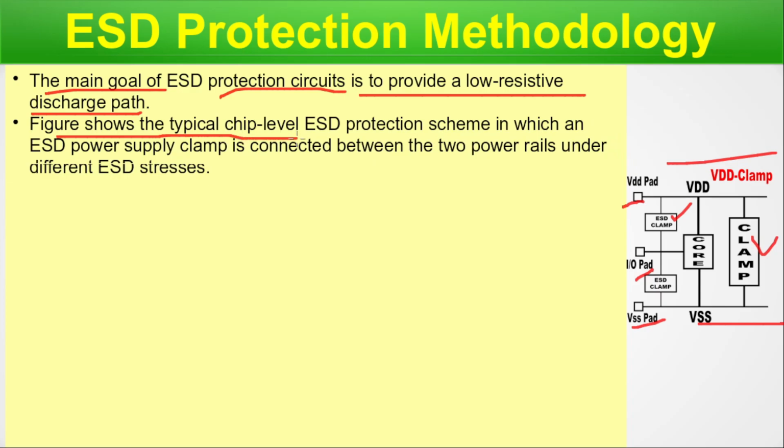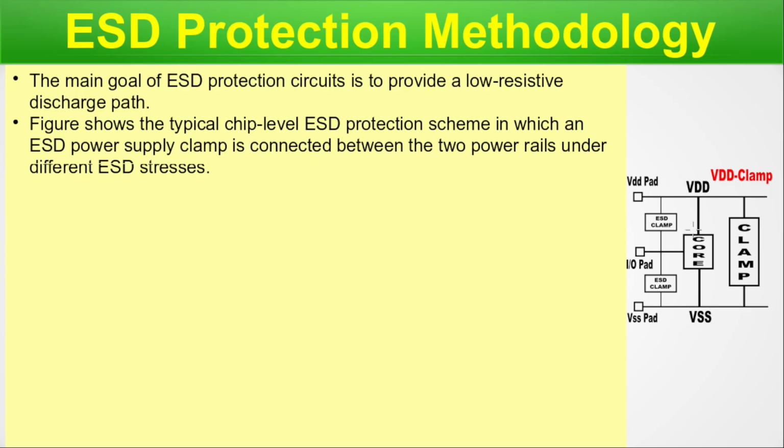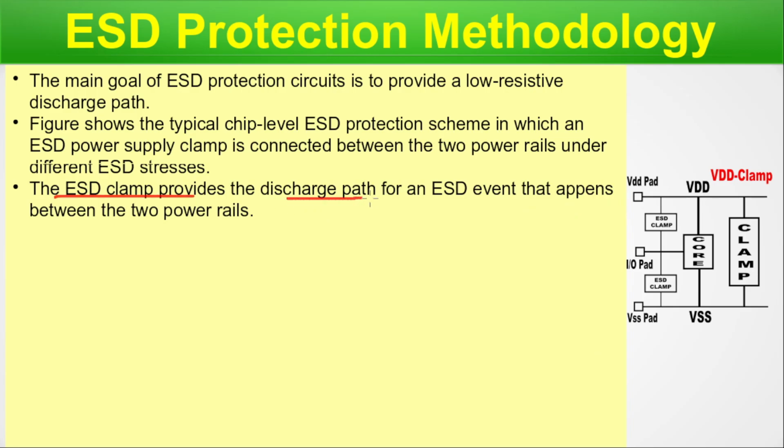The figure shows the typical chip level ESD protection scheme in which an ESD power supply clamp is connected between two power rails at different places. So this is an ESD clamp, this is an ESD clamp, this is for the VSS and this is for the VDD. We have different types of clamps connected elsewhere. We'll go into detail, but this is just for your FYI purpose. The ESD clamp provides the discharge path for an ESD event that happens between two power rails. So here is a spelling mistake.